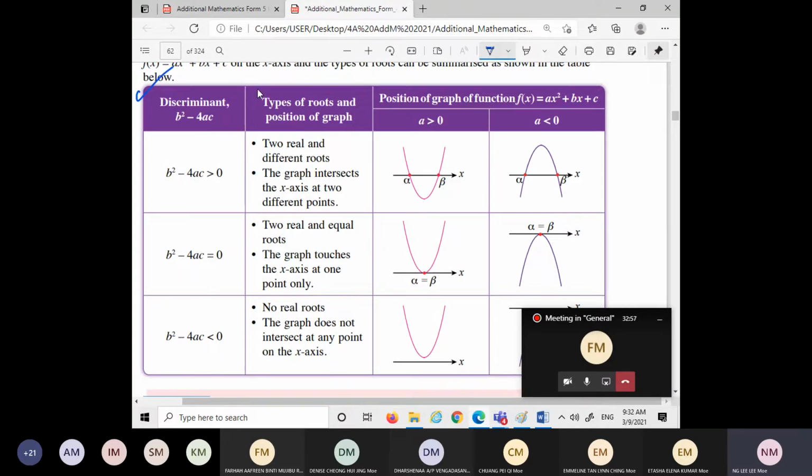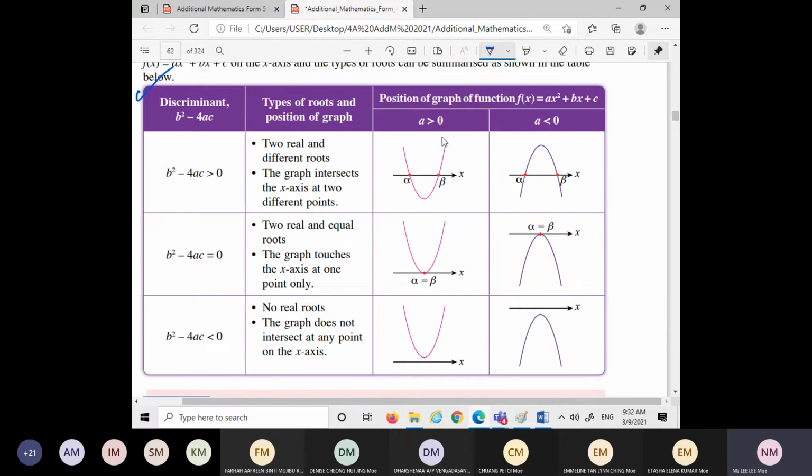Okay, so this one you can write as your notes. When the D is positive, equals 0 and negative, what will happen? This one is for the smiling face, and this one is for the sad face. Then the description is here.